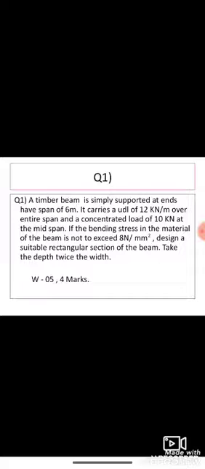Question number 1. A timber beam is simply supported at ends and has a span of 6 meter. It carries a UDL of 12 kN per meter over the entire span and a concentrated load of 10 kN at the midspan. If the bending stress in the material of the beam is not to exceed 8 Newton per mm square, design a suitable rectangular section of the beam. Take the depth twice the width.